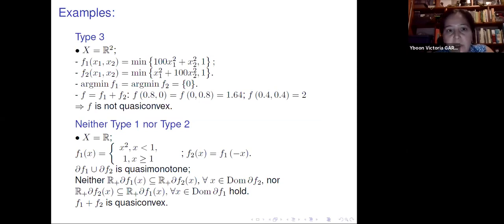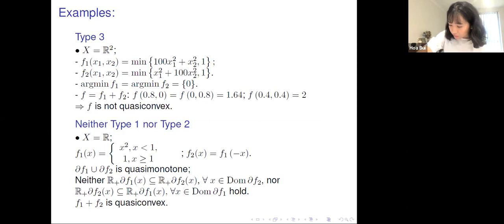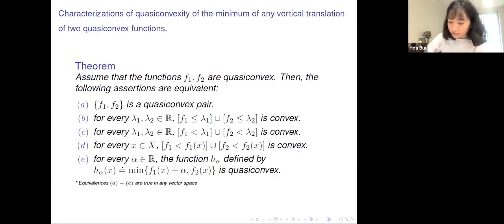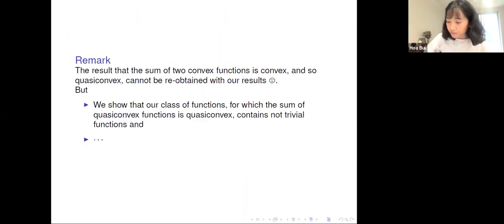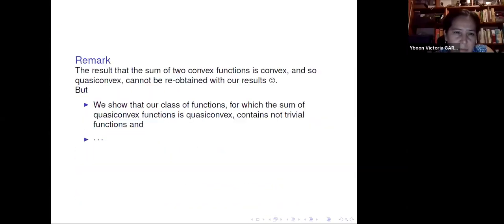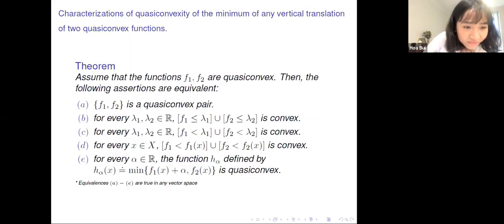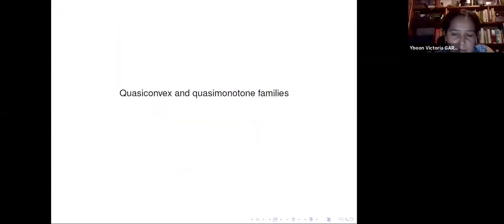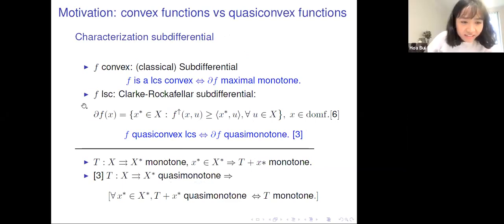And I have another question regarding the result that a function is convex if and only if it is quasi-convex under the summation with any linear function, which is actually equivalent to: if T plus X star is quasi-monotone, then T is monotone. This is the classical result. No, it is from the beginning. Yes, this is the motivation.